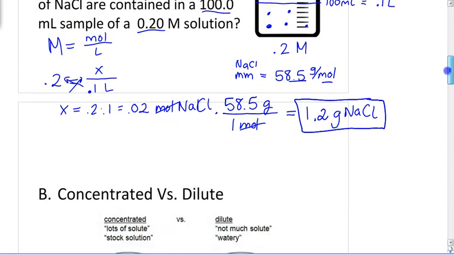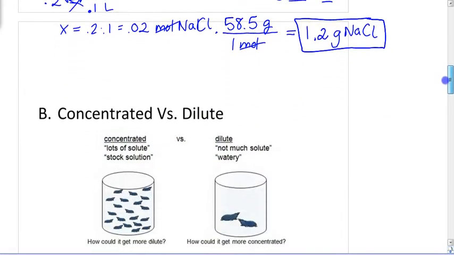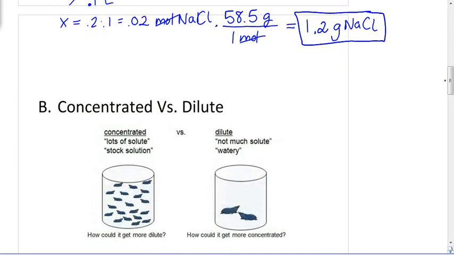Great, so that's molarity. Our next topic is to kind of compare molarities. And we could use 2 different words here. We could say that a solution is concentrated or that it's dilute, depending on how big its molarity is. If it's concentrated, that means it's got lots of solute. We may call it a stock solution if it's a standardized solution that you might have like in the back stockroom of the classroom. A solution will be dilute if it doesn't have very much solute, or if you could describe it as being kind of watery.